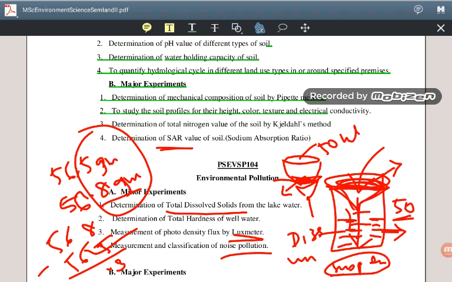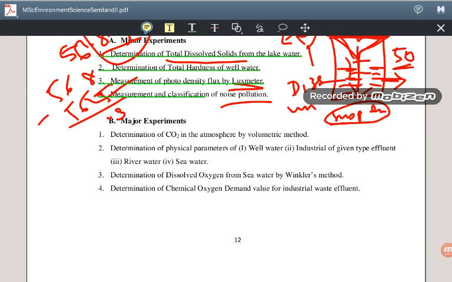Next, coming up to the major experiment. This major experiment consists of determination of carbon dioxide, certain MCQs related to carbon dioxide, what is the percentage of carbon dioxide in the atmosphere, what is the role of carbon dioxide. Next is the physical determination of physical parameters of soil or water.